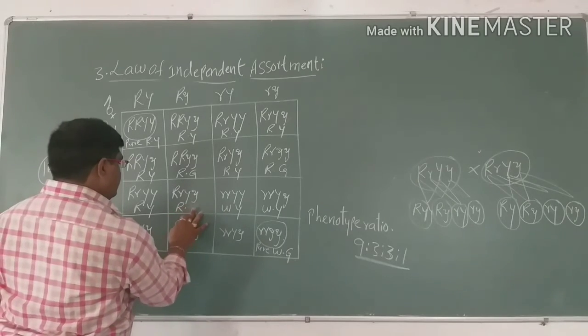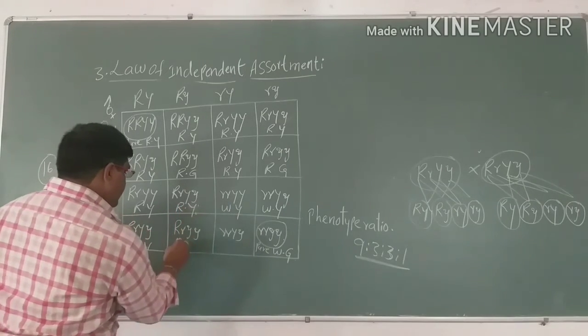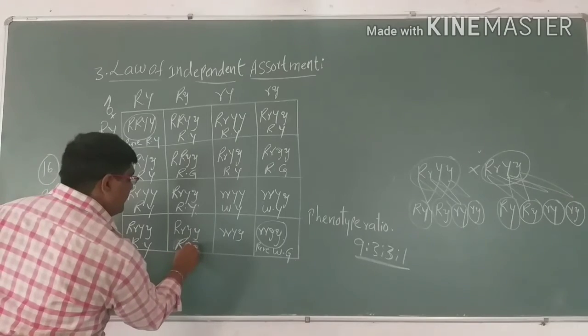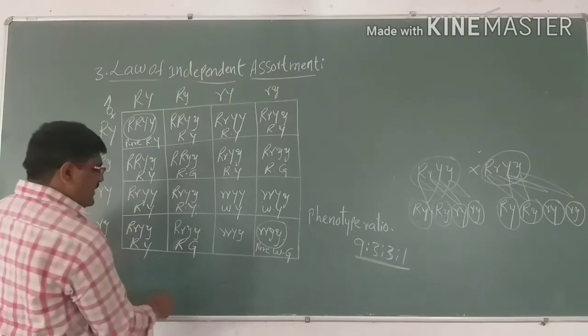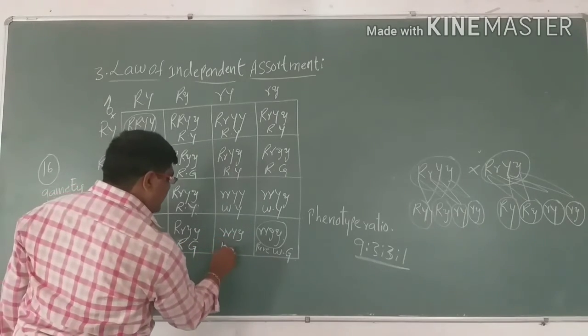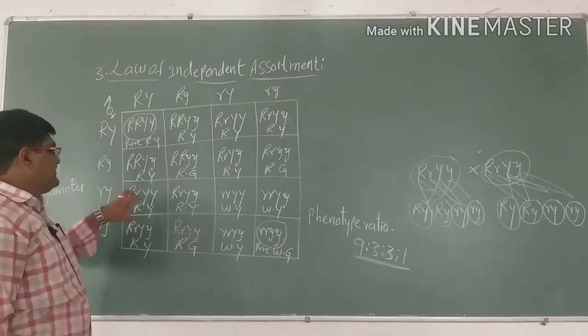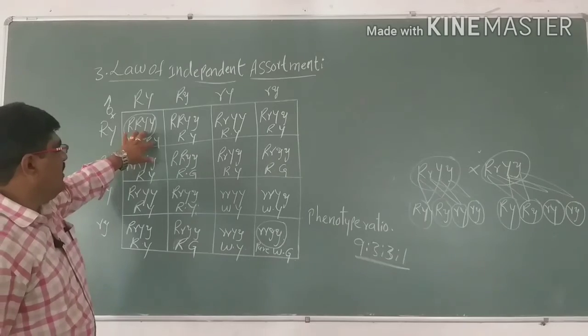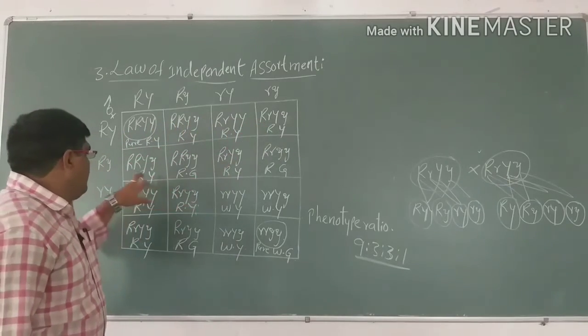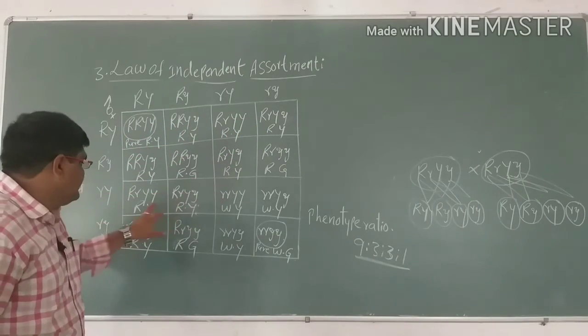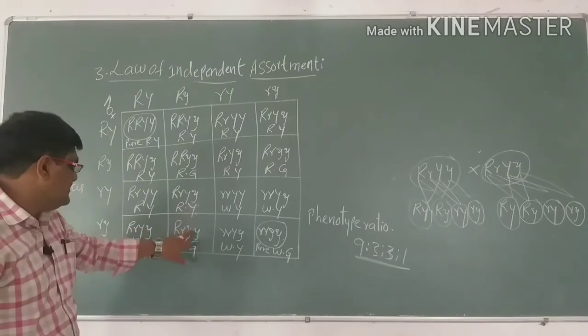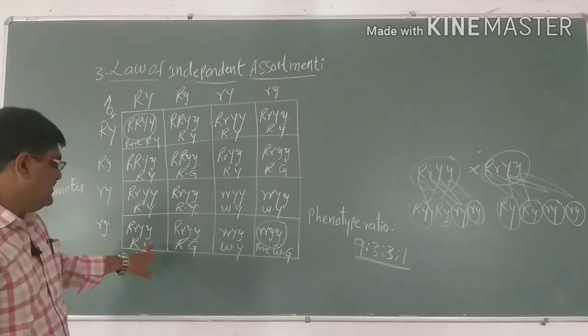A round green, a round yellow, and it is a round green, and here it is a wrinkled yellow. So here we are producing 9 round yellow: 1, 2, 3, 4, 5, 6, 7, 8, plus 9.